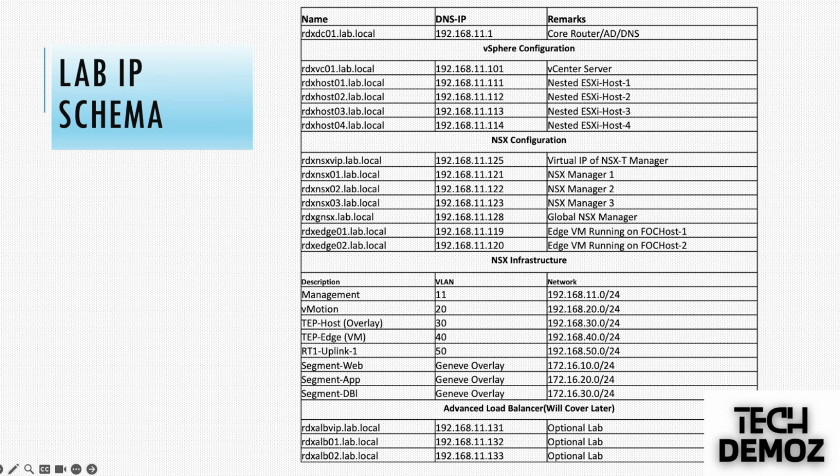Jumping to the next slide, this is the lab IP schema which contains the IP address of each and every appliance. The very first, like I said, is DC1, which acts like your core router, where I have configured RAS, AD as well as DNS. This would be the gateway for the entire lab. Moving below, this is the LAN configuration, or the subnets, which we are going to use here. Let's move to the next slide.